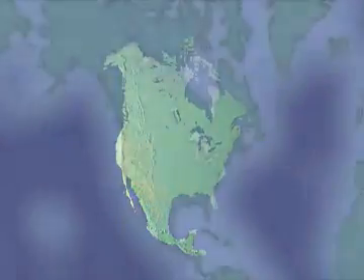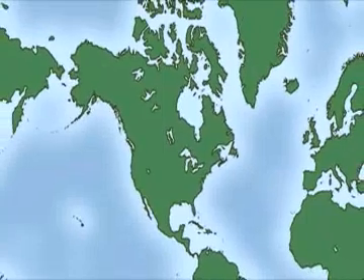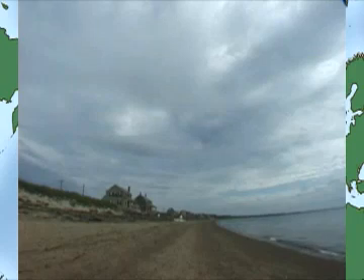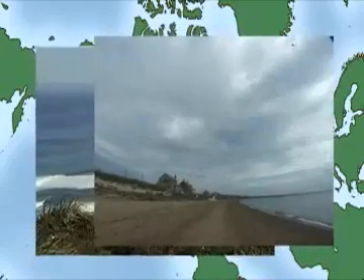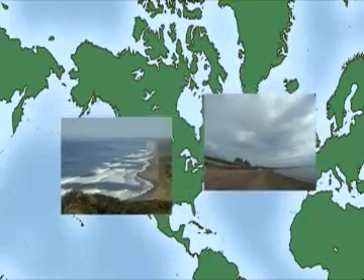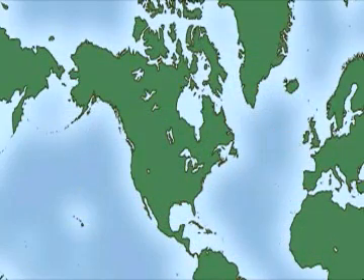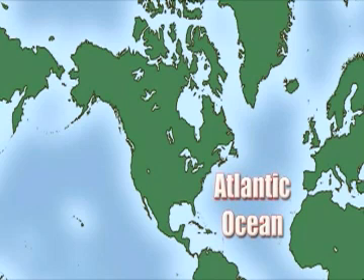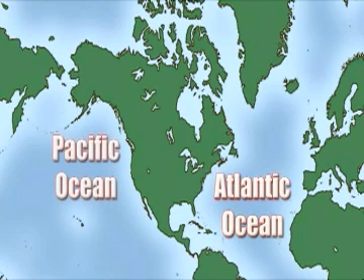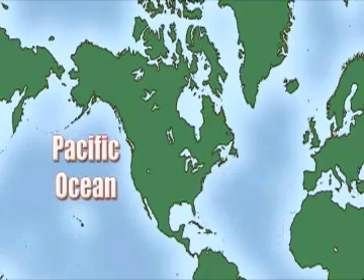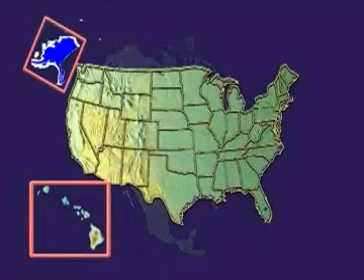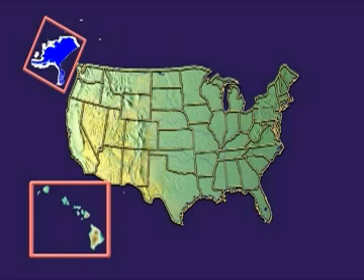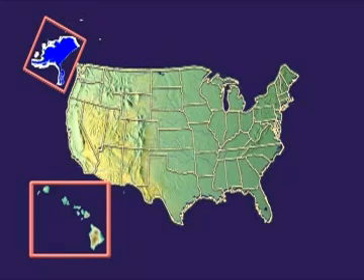What do you see on both sides of the United States? Water. That's right. The United States has two very large bodies of salt water called oceans. The Atlantic Ocean is to the east of our country, and the Pacific Ocean is to the west. Now, if we zoom in a little closer, you'll see that our country is divided into smaller areas called states.